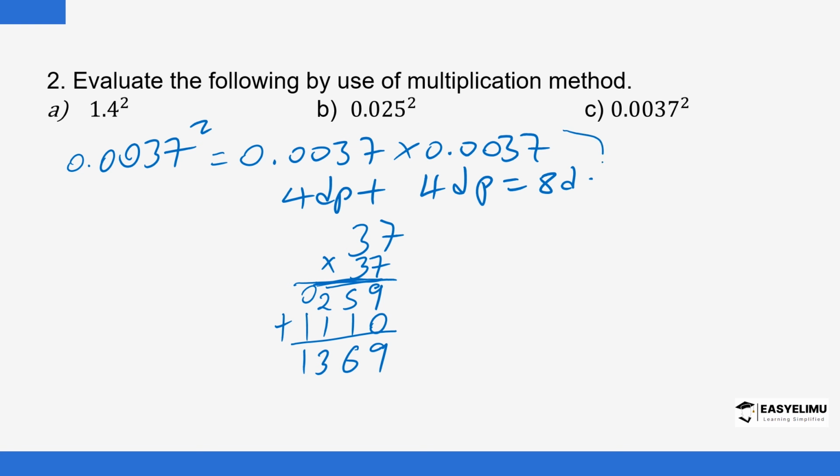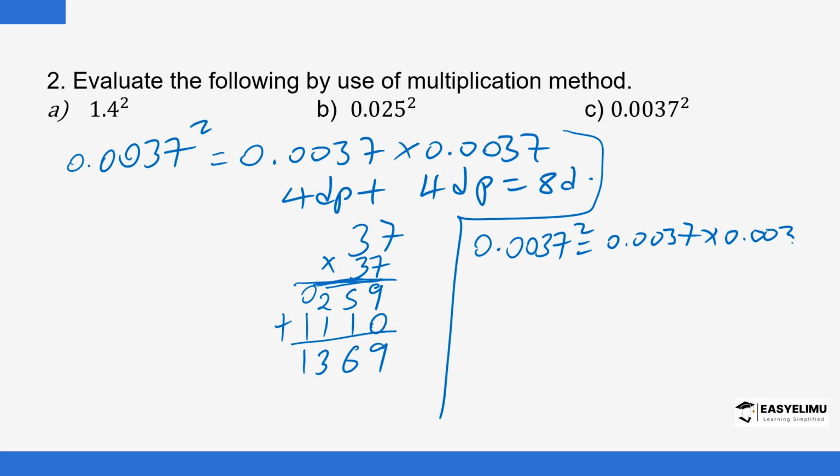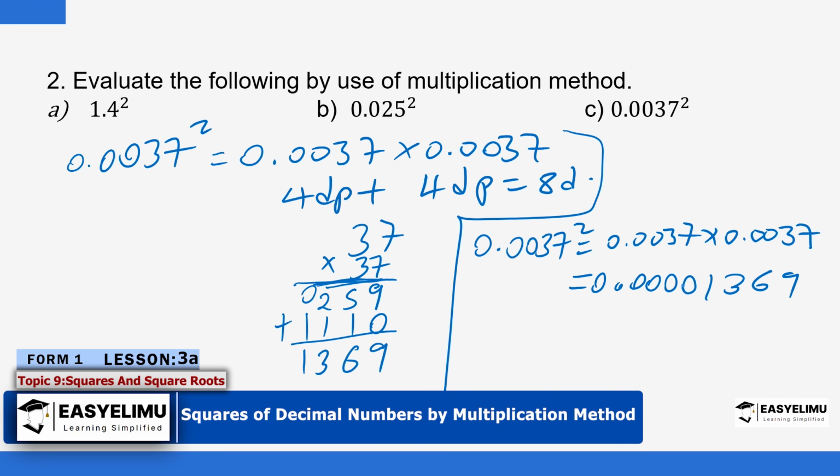So what this means is that 0.0037 squared, which is equal to 0.0037 times 0.0037, should be equal to 1369. So you need to add a number of zeros that will give us the required number of decimal places, which is 8. We need to add 4 zeros. So we have 0.0000, 4 zeros, and then 1369. Remember, number of decimal places simply means the number of digits after the decimal point. So 1, 2, 3, 4, 5, 6, 7, 8.